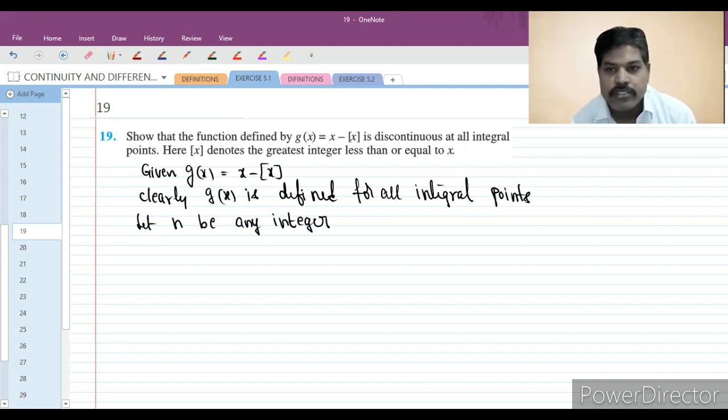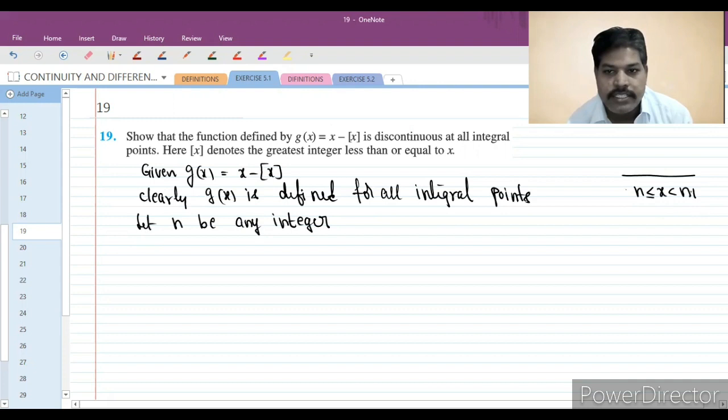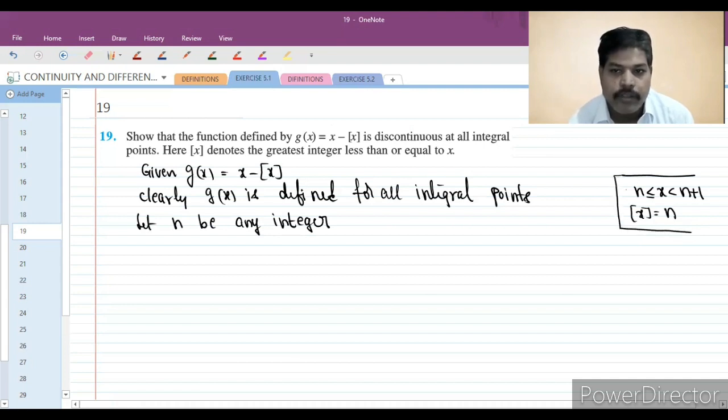So what is the step x function, students? Already we know what the step x function is. If n is less than or equal to x, which is less than n plus 1, that is, if x lies between two integers, then the step x value will become the greatest integer, meaning it will become n only. So if it lies between n minus 1 and n, understand that.